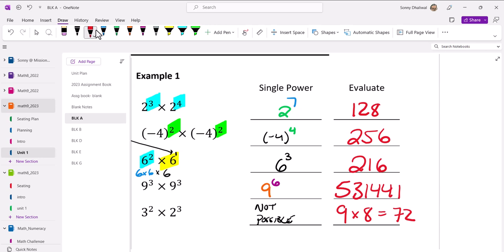So here, I did the calculation. So I figured out what the first power was. 3 to the exponent 2 is 9. And I figured out what the second power was. 2 to the exponent 3 is 8. And I just multiplied those two numbers together. So it still does have a value, even though we can't write it as a single power. All right? Hopefully that makes sense. Does that make sense, everyone?